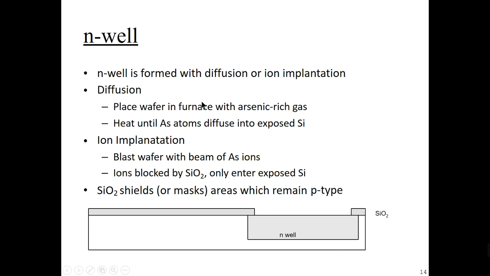The N-well is formed with diffusion or ion implantation. First, diffusion: place the wafer in a furnace with arsenic rich gas and heat until arsenic atoms diffuse into the exposed silicon. Then ion implantation: blast the wafer with a beam of arsenic ions. The ions are blocked by the silicon dioxide, SiO2, and only enter the exposed silicon. The silicon dioxide seals the areas which remain p-type.